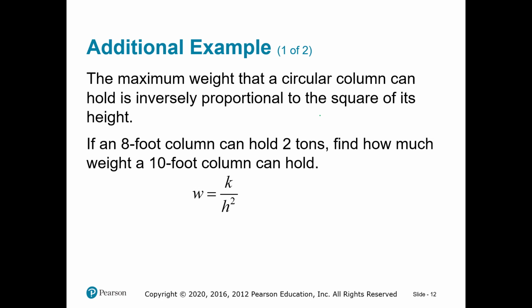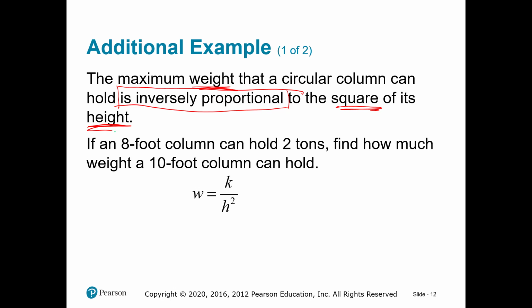The maximum weight that a circular column can hold is inversely proportional to the square of its height. Okay, so let's stop there a second, because I know they gave us more information, but let's stop there. We have the weight that a column can hold is inversely proportional to the square of the height.